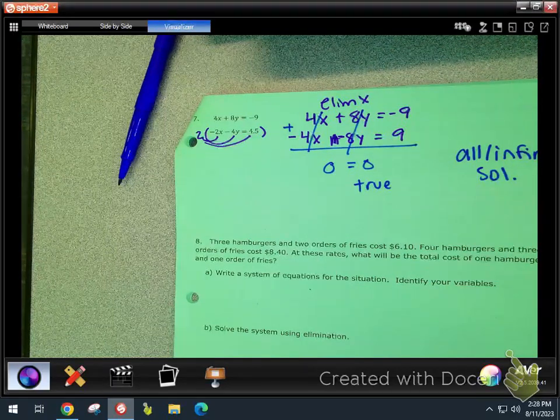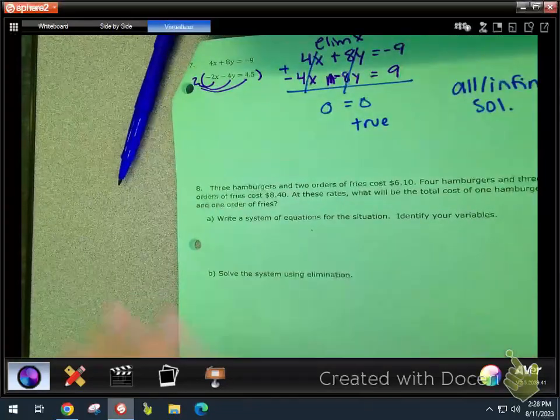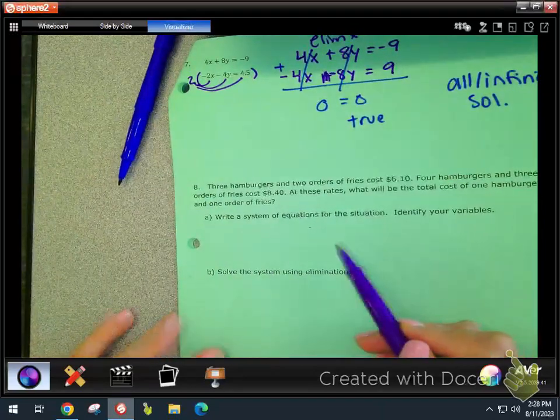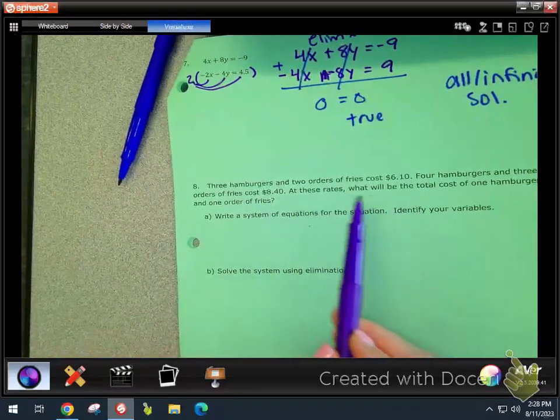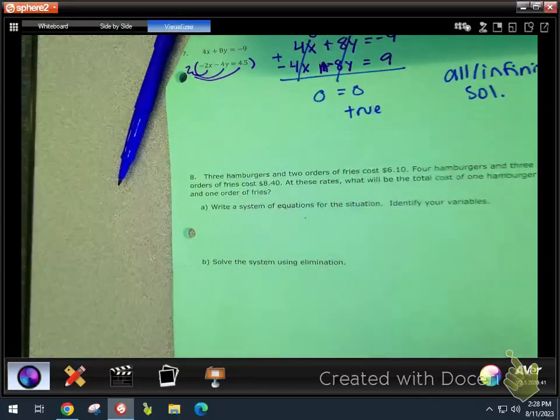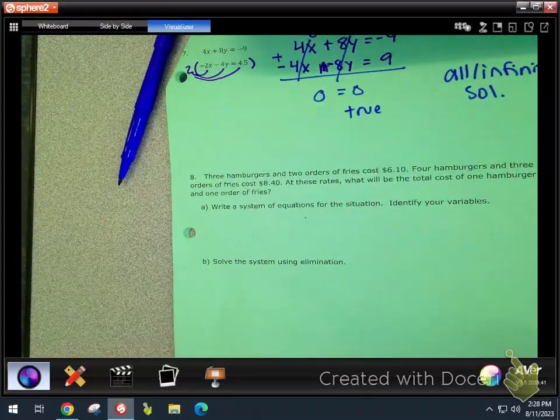So let's set up number 8, and then I'm going to let you get to Delta Math. Actually, we kind of need to talk about this one. We might start this one, because I think it's a little bit trickier to do at the beginning. But you've got a situation where you're going to get food or something like this. So what are our variables?